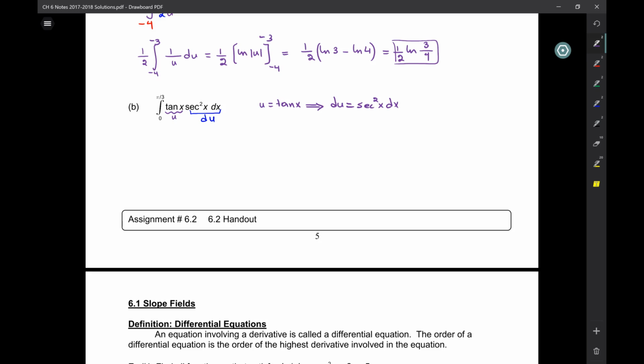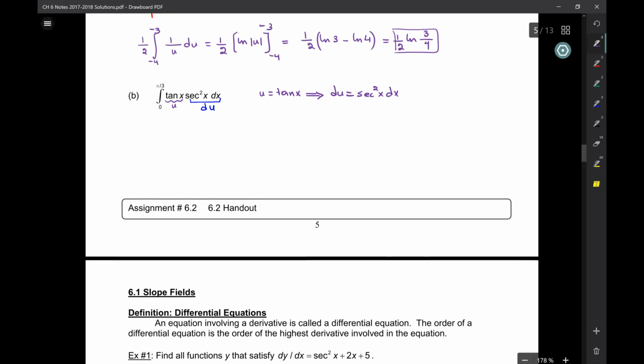Okay? Now, so this is going to be u du. And now let's change our bounds. So for 0, u of 0 is tangent of 0, which is 0. And sometimes that'll happen. It'll stay the same. It's fine. And then u of pi over 3 is tangent of pi over 3, which is root 3.